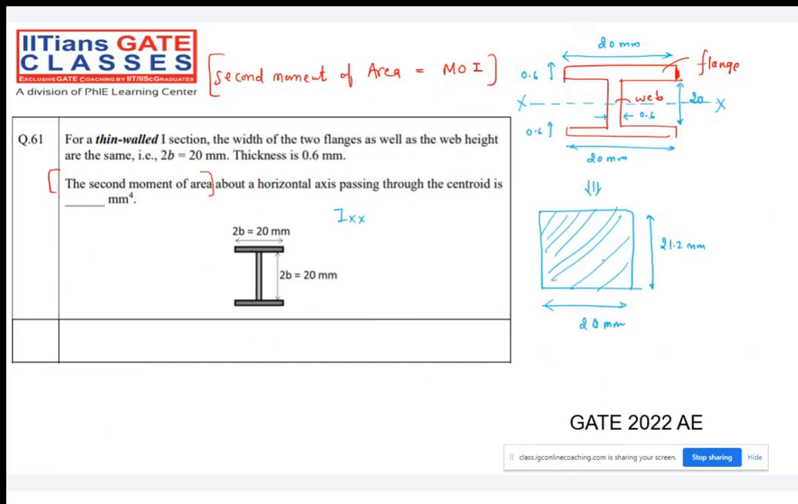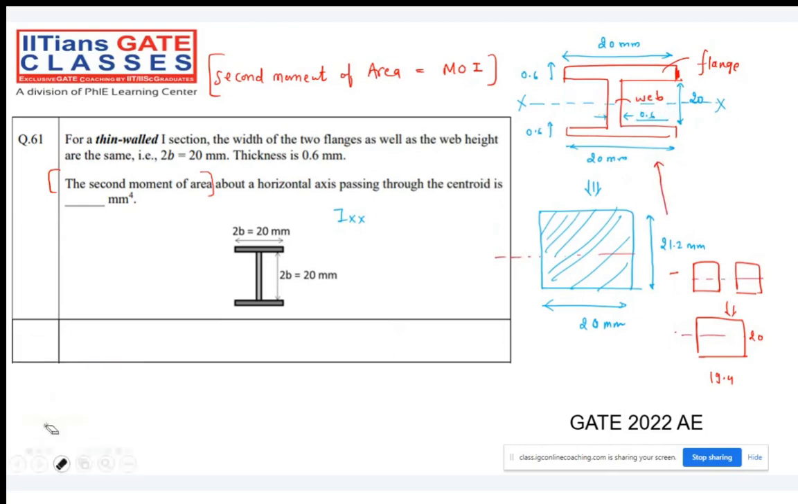I can subtract this small section. If I just do subtraction of these two small sections, I can make it to the large section like this, which has a dimension of 20 minus 0.6, that would be 19.4, minus of 19.4, and the height will be 20. Why are we converting into two equal rectangular cross sections? Because we know the moment of inertia of rectangular cross sections about the centroid. So indirectly, I'll be getting this diagram only at the end of the day, right?